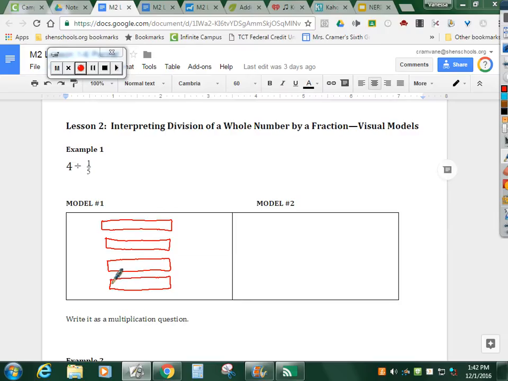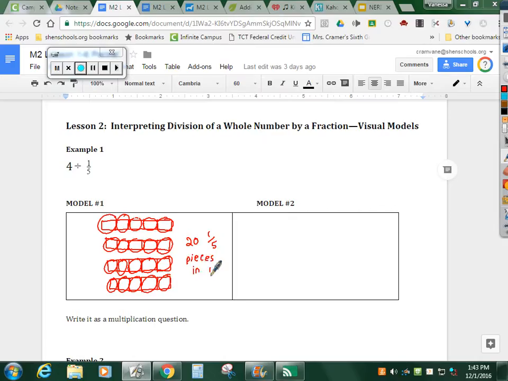Each of these 4 wholes was divided into fifths, because 5 pieces make a whole from our denominator. And the question is really asking us, how many 1/5 pieces fit inside 4? 4, 5, I should have been counting out loud, 6, 7, 8, 9, 10, 11, 12, 13, 14, 15, 16, 17, 18, 19, 20. There are 20 1/5 pieces that fit inside 4.